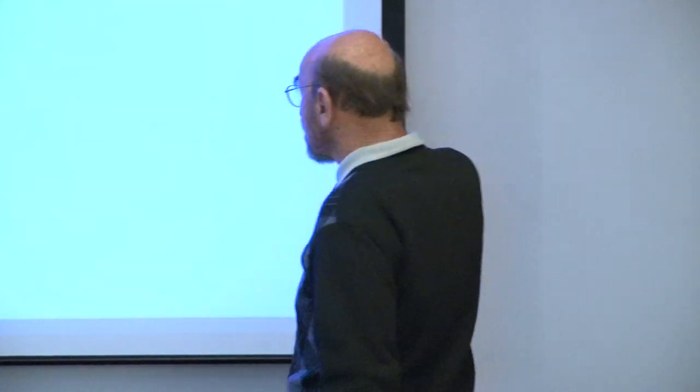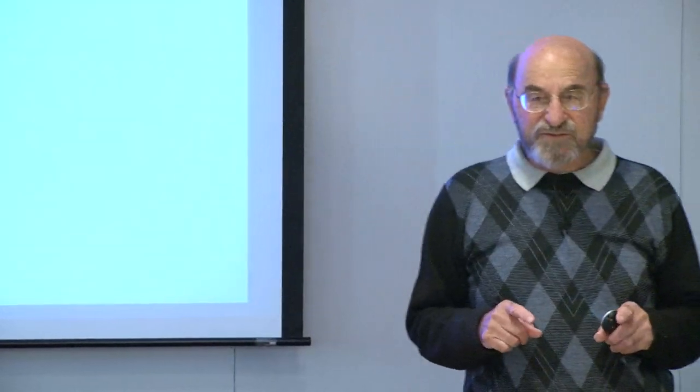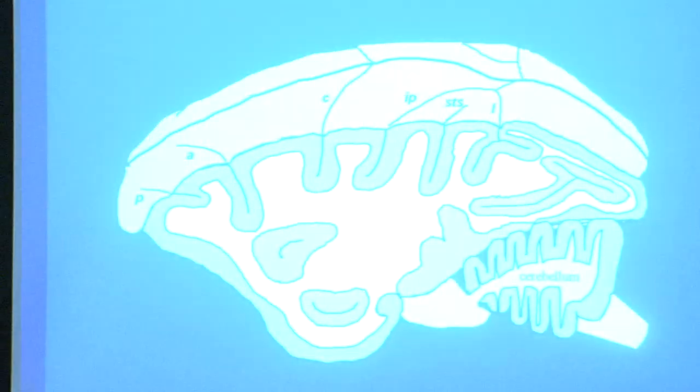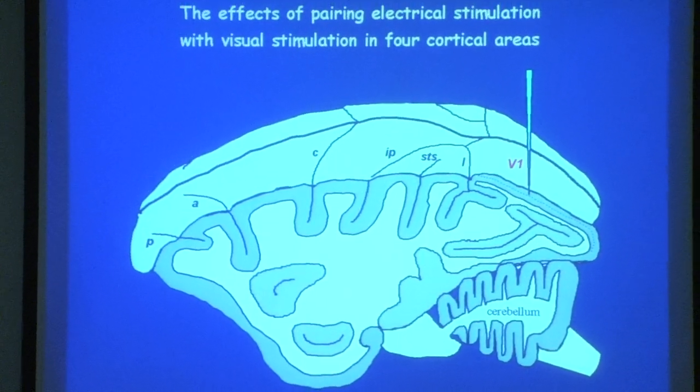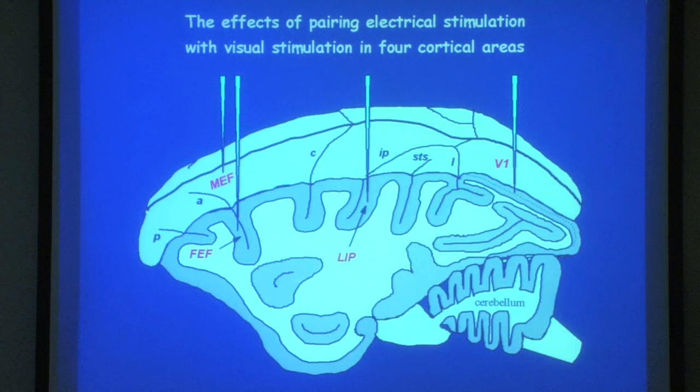Now, let's go back to the effect of electrical stimulation to gain further insights about what these various areas do. What you can do in these experiments is not only to stimulate at a high level to elicit a saccade, but you can stimulate at a lower level and then pair that with the appearance of a visual target. This then enables you to see whether there's summation here or if there's interference. So let's look at that. All right, here is again a monkey brain. And what I'm going to tell you is what happens when you do this experiment in V1, in LIP, and in the frontal eye fields.